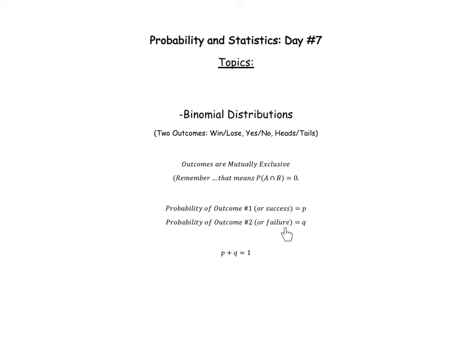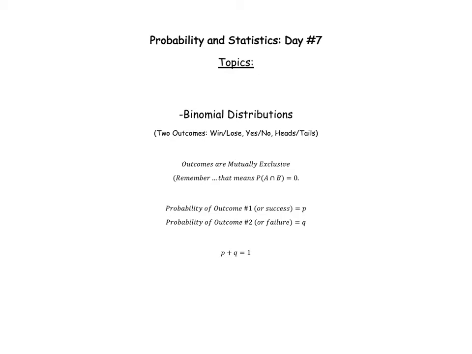Now, since we have 2 possible outcomes, you'll have a probability of each of the outcomes, and you decide based on the context of the problem whether outcome number 1 is success or failure, and outcome number 2 is success or failure. Typically, we refer to the probability of the first outcome or success as p and of failure q. And of course, the probabilities of these 2 possible outcomes add to 1.